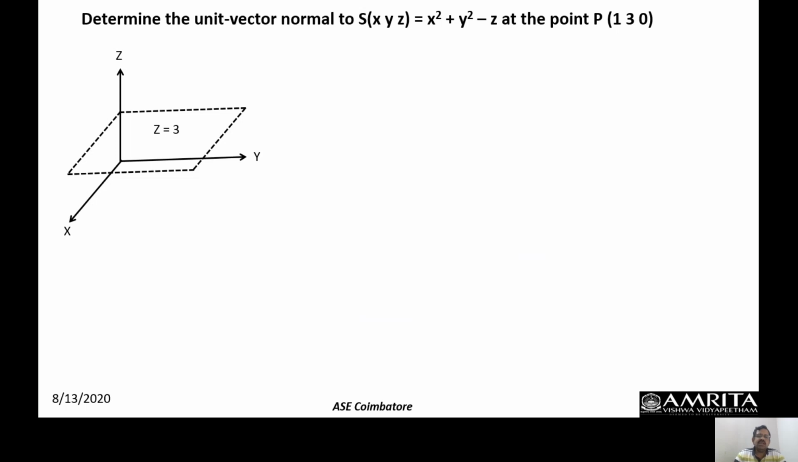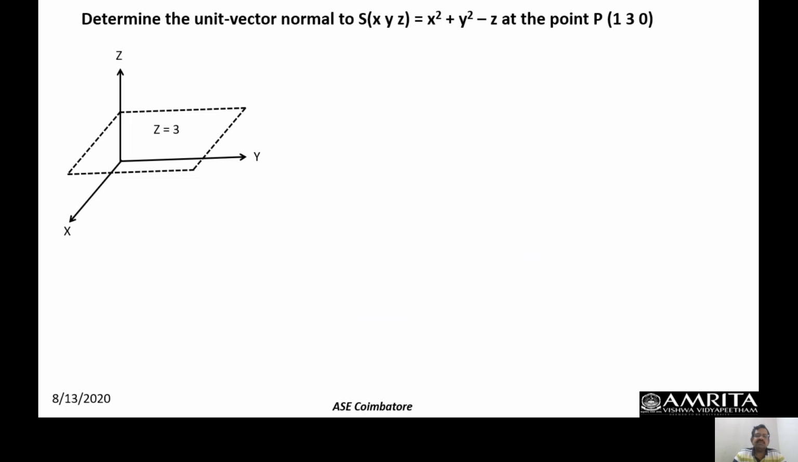So when z equal to 3, it means the intercept this plane makes on the z-axis is 3, whereas the intercept this plane makes on the x and y axes is infinity.